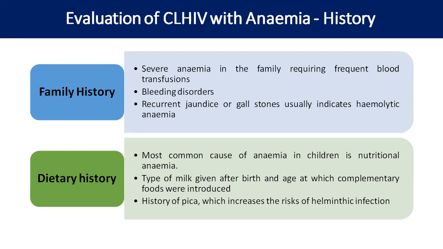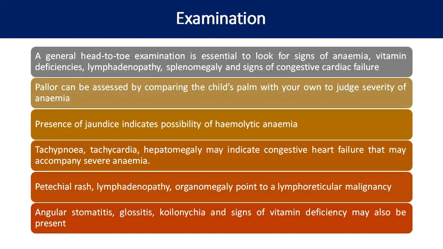The dietary history should include the type of milk given after birth and the type and age of complementary feeding, and history of pica, which increases the risk of helminthic infection. In the examination, a head-to-toe examination is important to look for signs of anemia, vitamin deficiency, lymphadenopathy, splenomegaly, and signs of congestive heart failure.